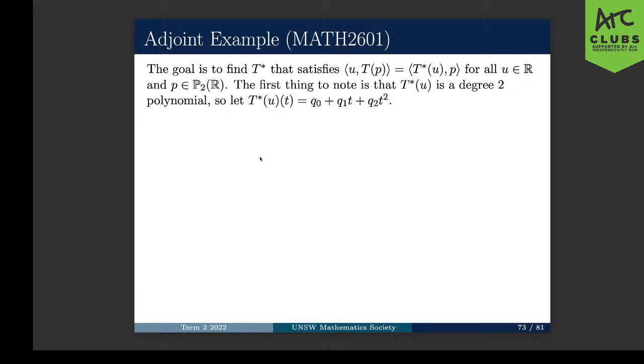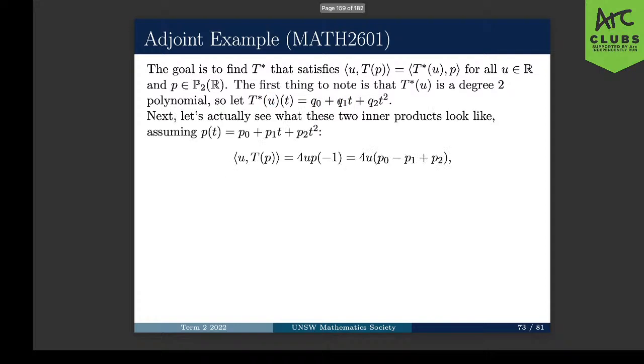So to find an explicit formula, we should let T star u be a polynomial, q0 plus q1 t plus q2 t squared. These three coefficients we need to determine in terms of u. That's the goal. And so we want to make sure that this equality holds. Let's see what those two inner products look like.